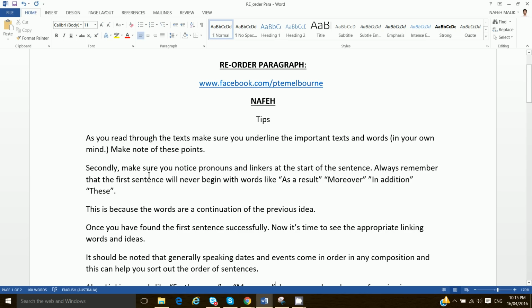What we have in front of us is the first tip that I would like to give you: when you read through the text, make sure that you underline the important text and words. Somebody will ask me, this is a computerized test, so how would you underline that? What I mean by underlining is that when you're practicing with your friends before the exam, it's better to underline. And when you're in the exam, just underline visually, like you're noticing the important points before you proceed onwards.